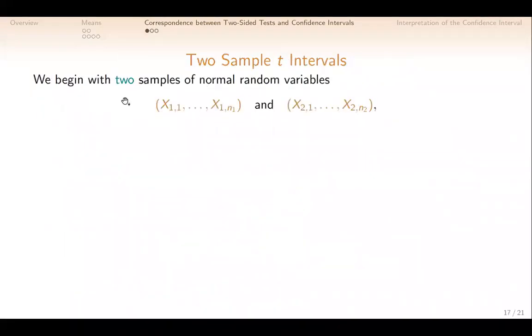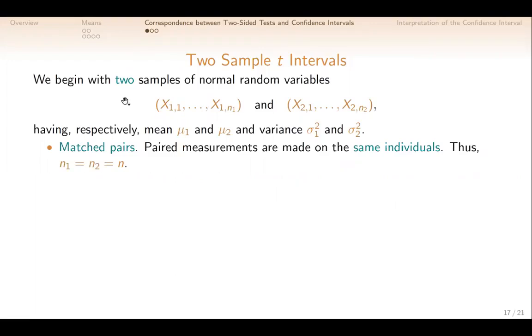So for two sample t intervals, we actually have two choices. That means mu1, mu2, and variances sigma 1 squared and sigma 2 squared. In the matched pair cases, these measurements are on the same individual, so n1 and n2 are necessarily the same. The example I gave you in the homework was a number of years, I think about 11, and I looked at monsoon rains in July and August for those years. So those are paired measurements.